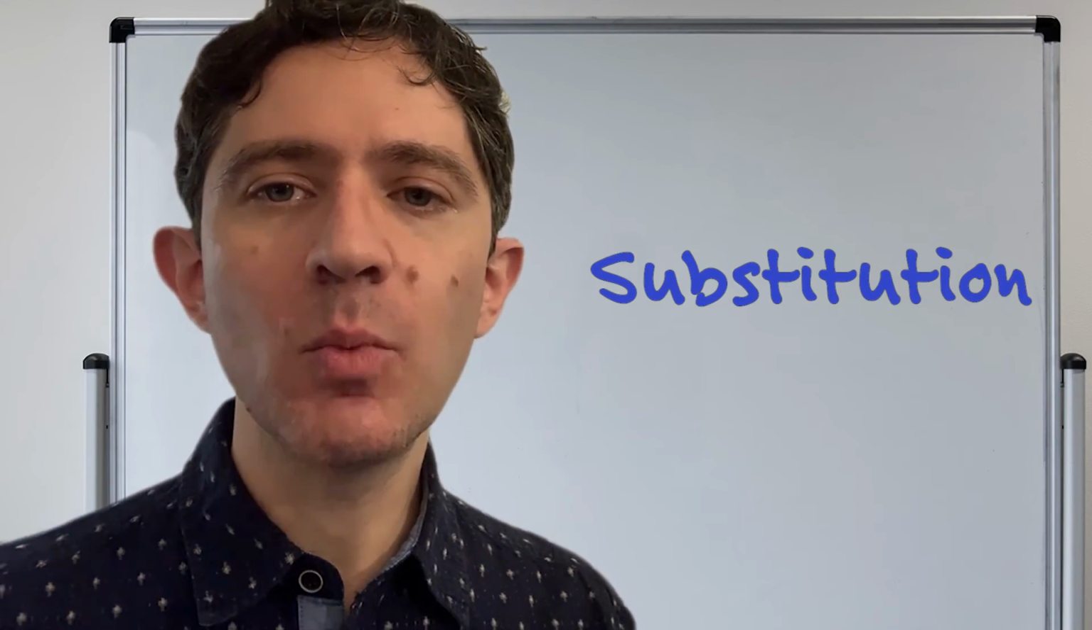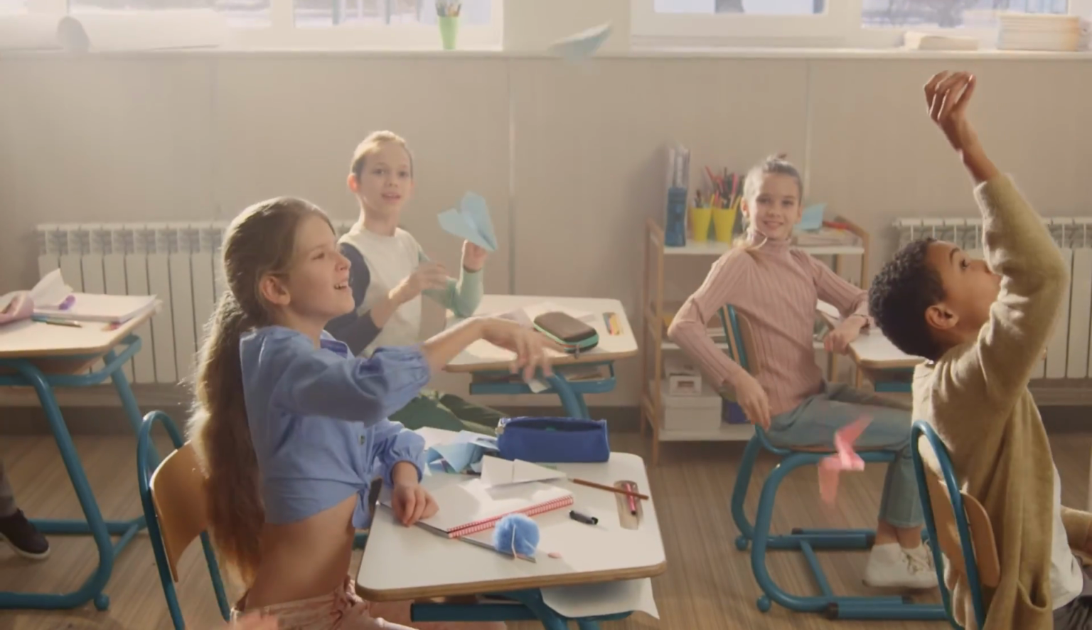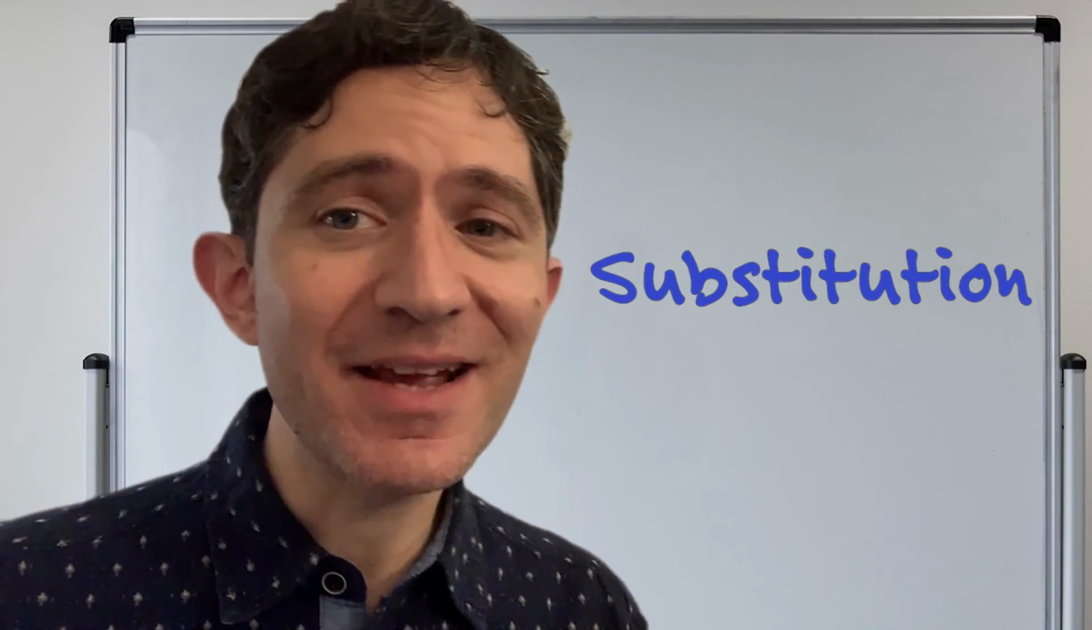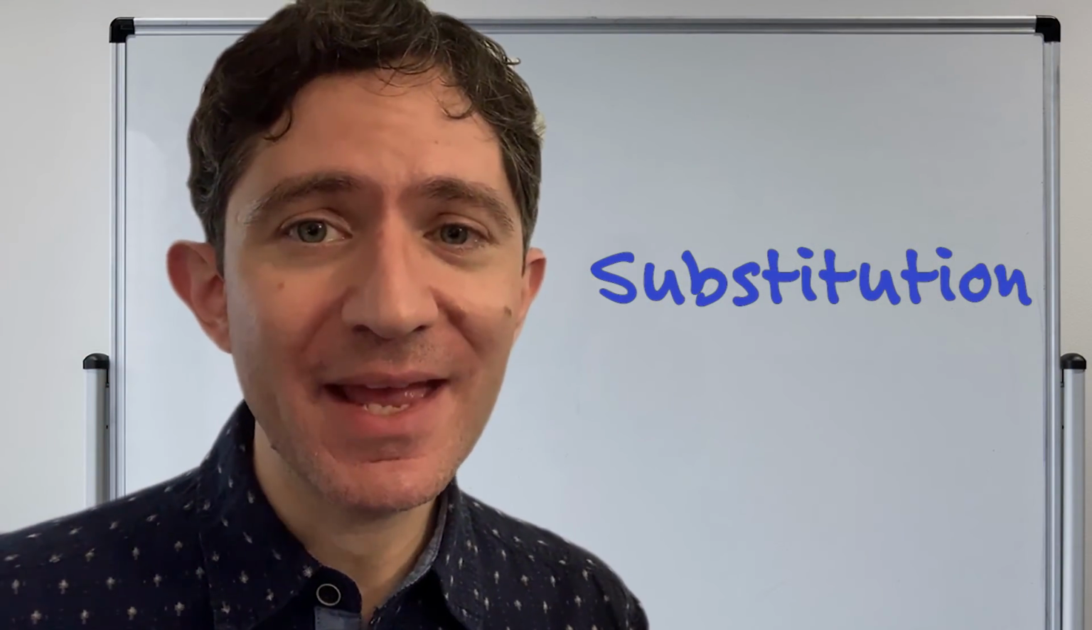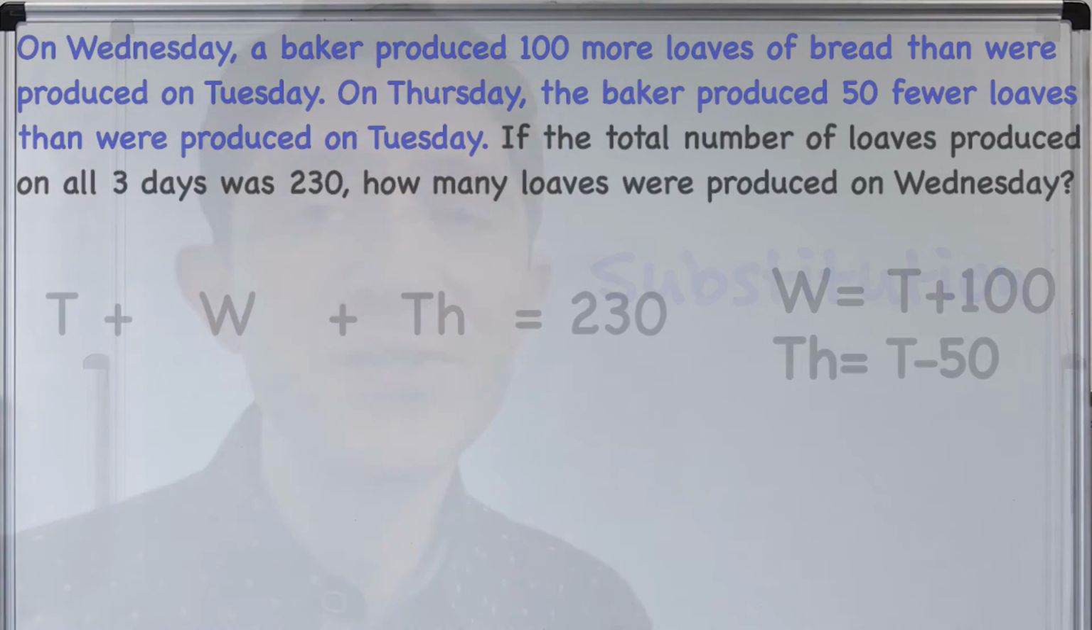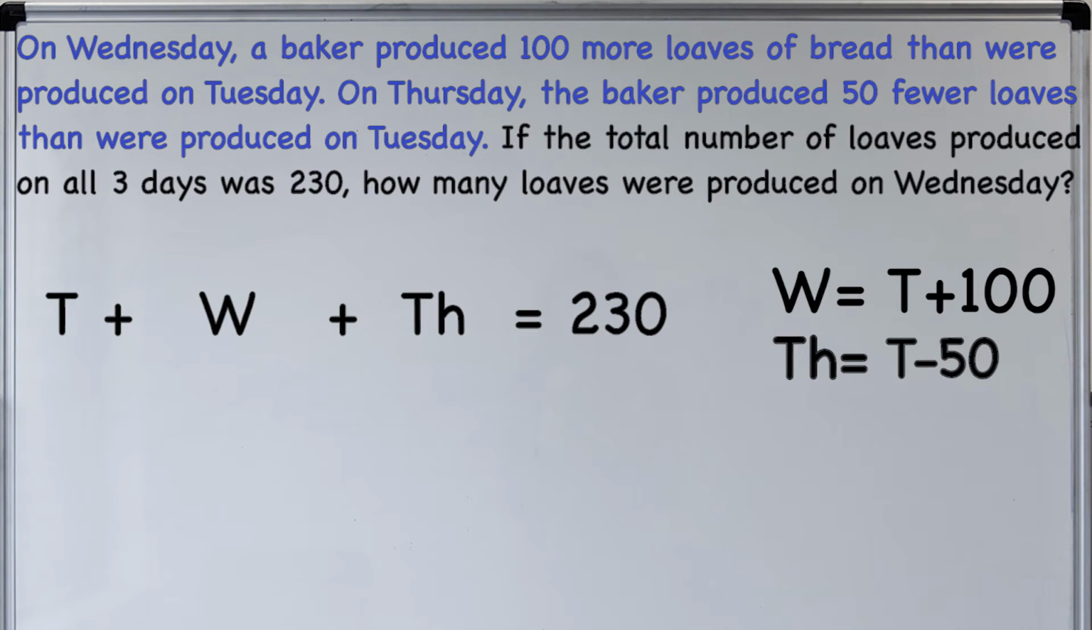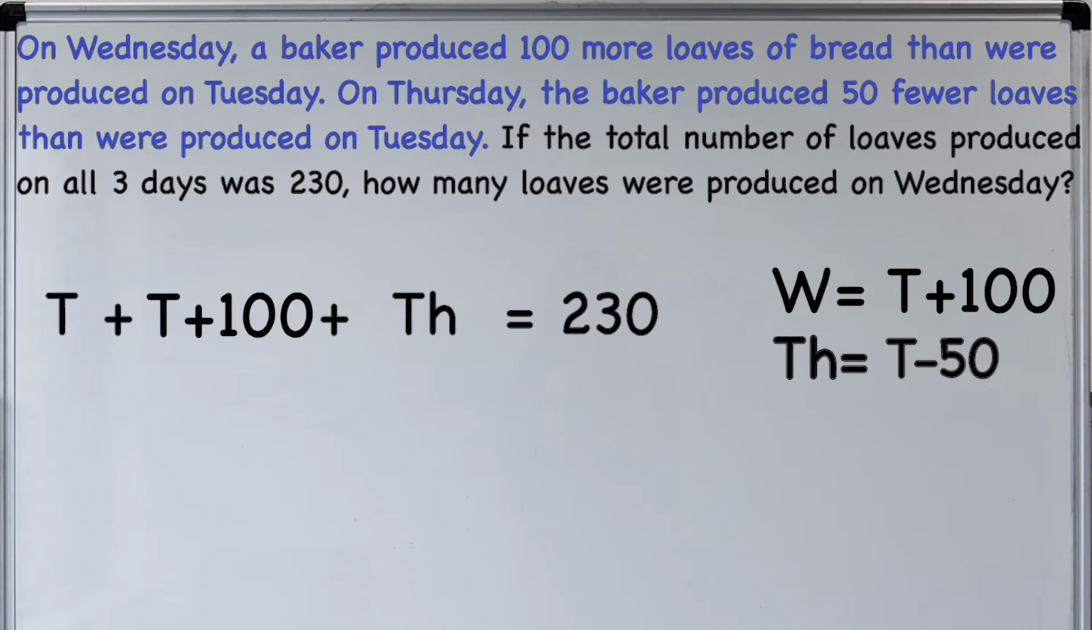And we're going to do something here called substitution, right? Like when you come to class and your teacher's absent and there's a substitute and everybody goes crazy in the class. It's not exactly like that, but it's taking one thing and substituting it for something else. Here we're going to take W and substitute that with T plus 100 because they mean the same thing. Then we can take Thursday, or TH, and we're going to substitute that for T minus 50 because that's how many loaves of bread were produced on Thursday.